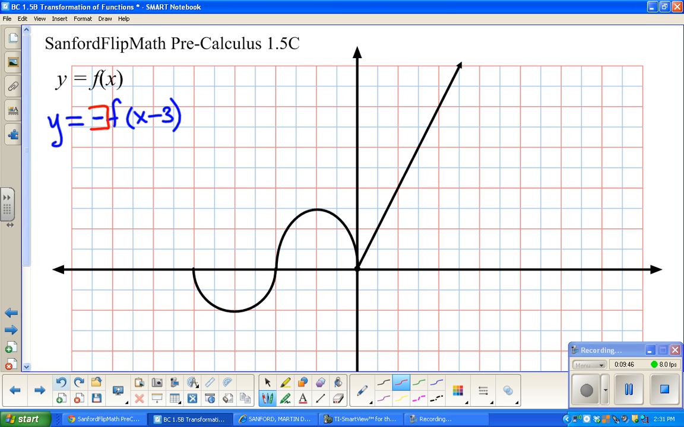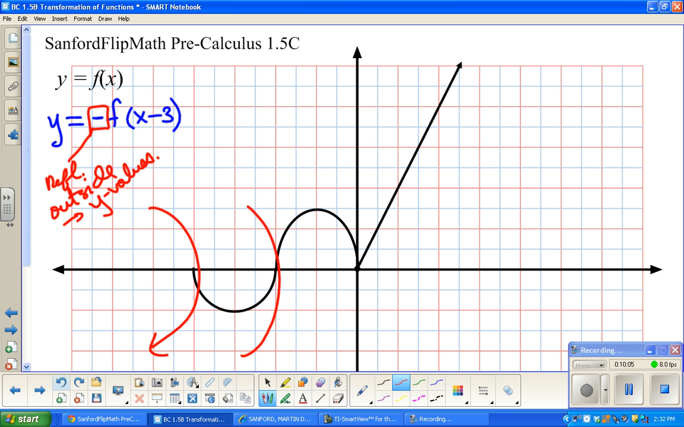A negative typically does some kind of a reflection. Well, this one is on the outside, so that means it changes the y values. And if it makes the y values opposite, well, that means positive y values become negative, and negative y values become positive. So in effect, this is a reflection over the x-axis.